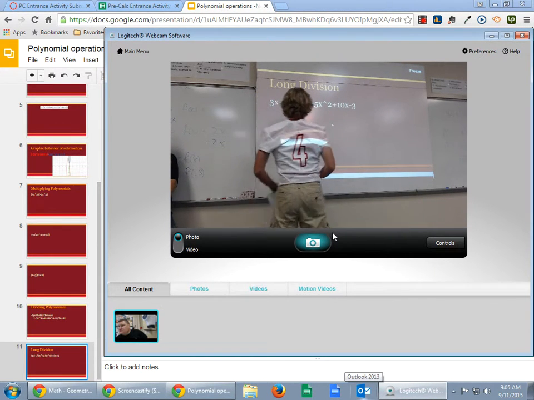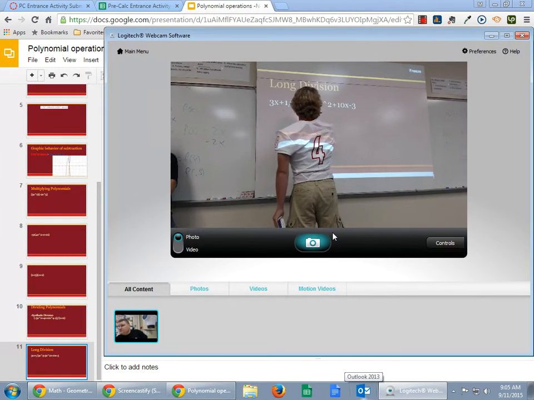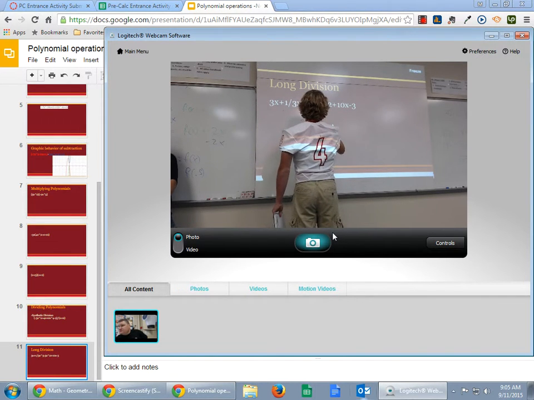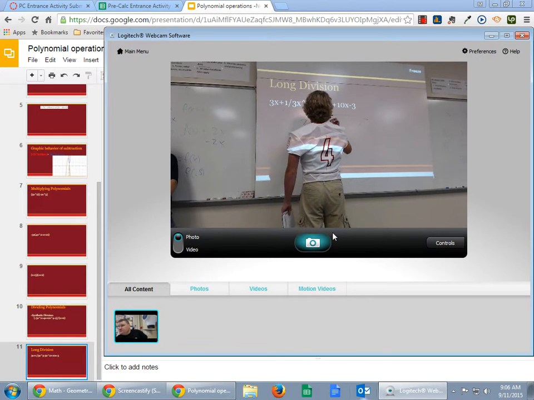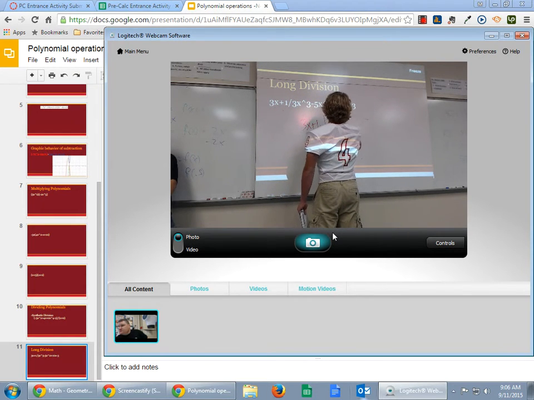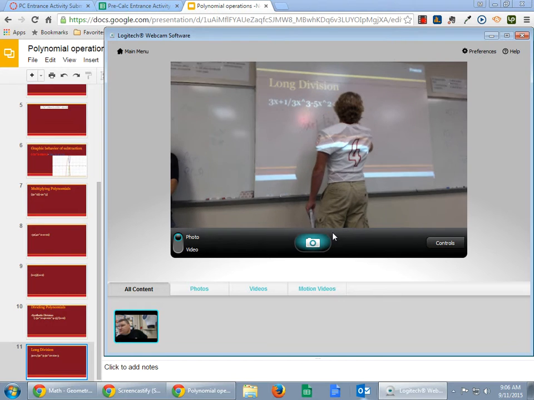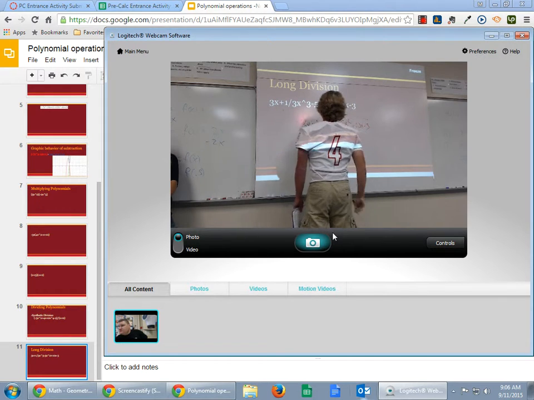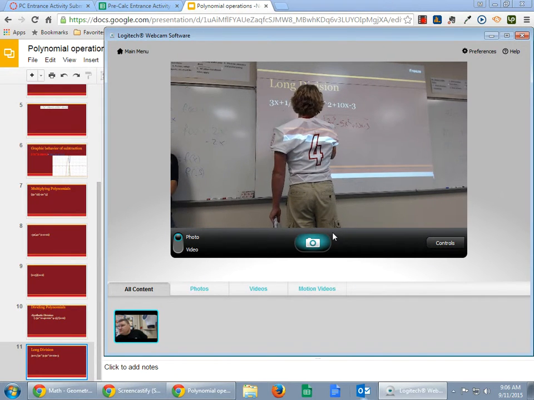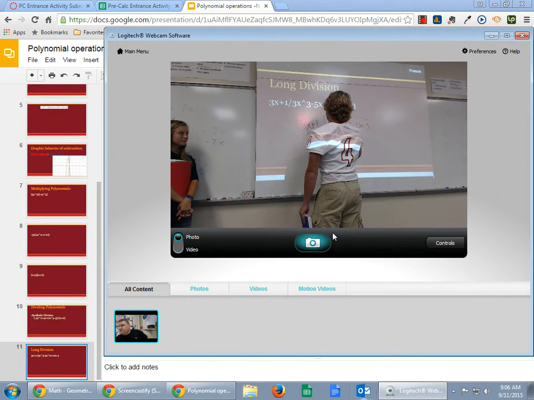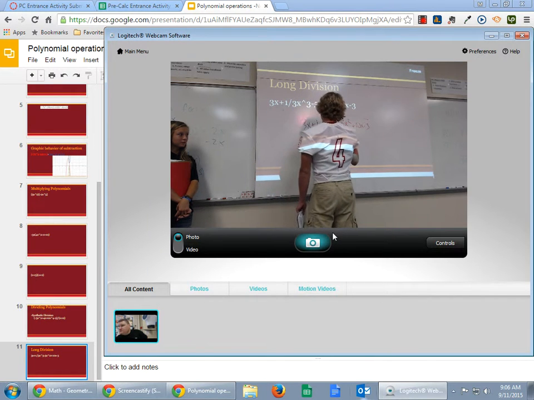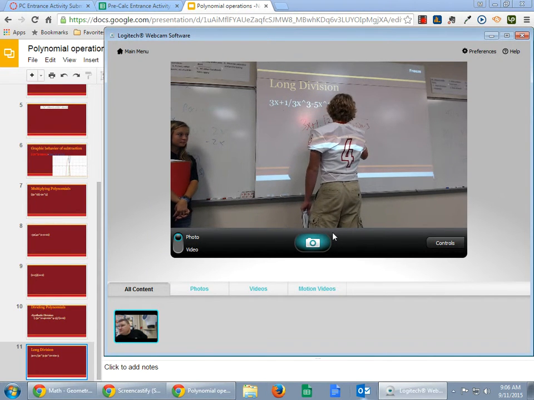And the second one is long division. You'll find out what you need to multiply to get this, which would be x squared. So you get 3x squared. Then you multiply this by this to get plus x squared.